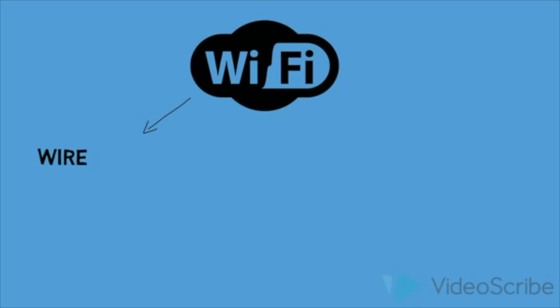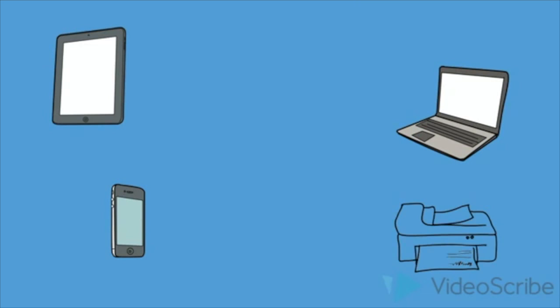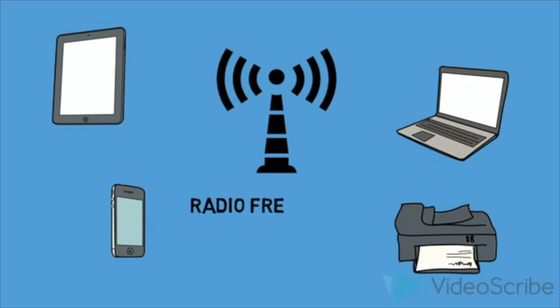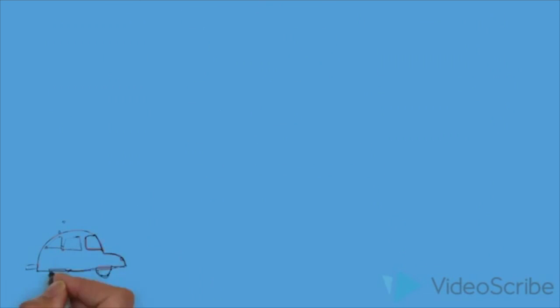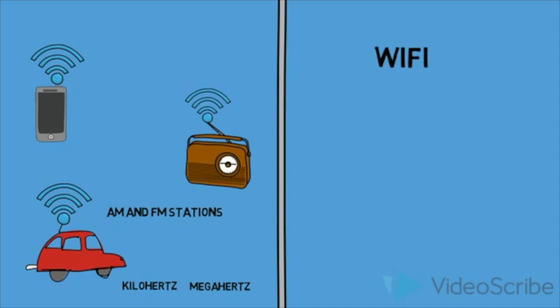Wi-Fi stands for wireless fidelity, and it is the same thing as saying WLAN, which stands for wireless local area network. Wi-Fi works with the same principle as other wireless devices. It uses radio frequencies to send signals between devices. The radio frequencies are completely different, say, from car radios, cell phones and weather radios. For example, your car stereo receives frequencies in the kHz and MHz range, AM and FM stations, and Wi-Fi transmits and receives data in the gigahertz range.